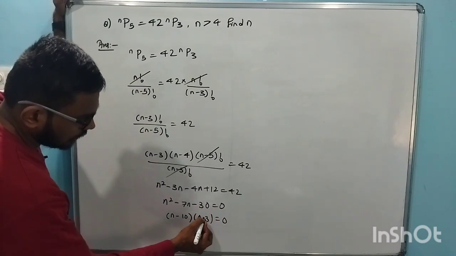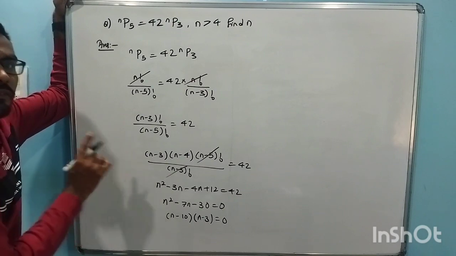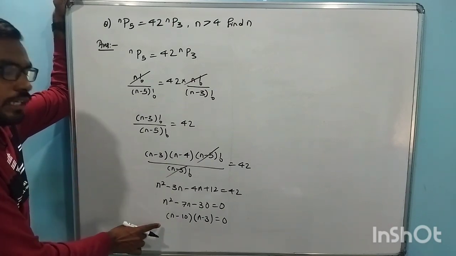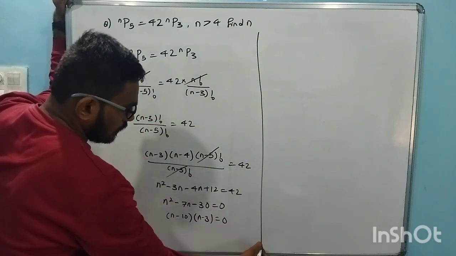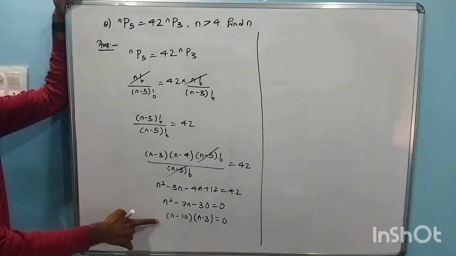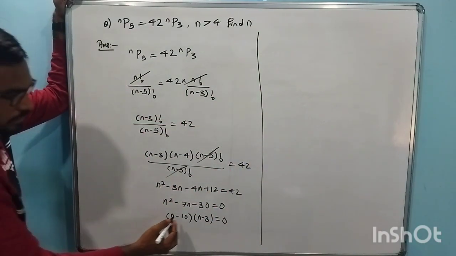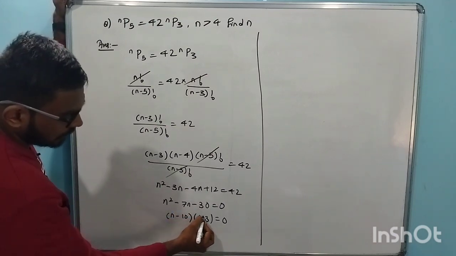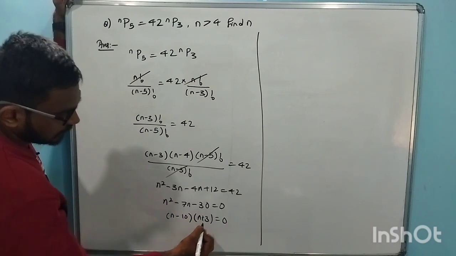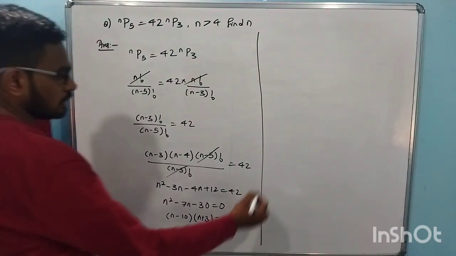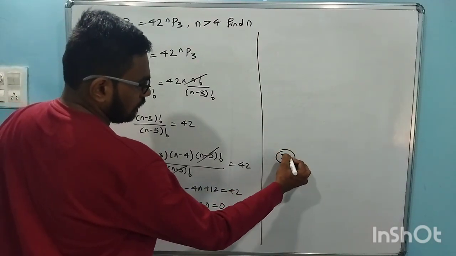This is a shortcut for which I made a video separately. You can go through that. Okay, means directly from this I got this answer. How it is, you can just check. Okay, n minus 7 and n plus 3. Okay, how it is, see, 30 we write.